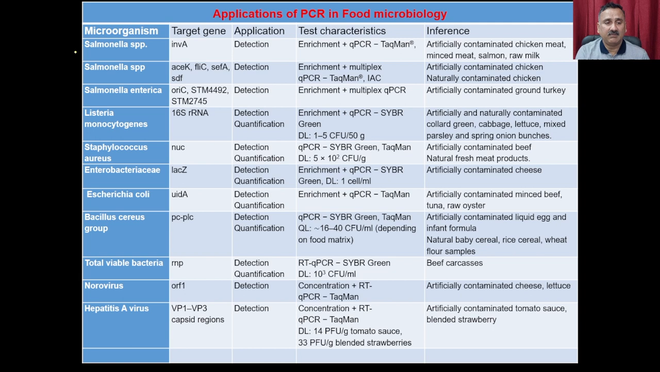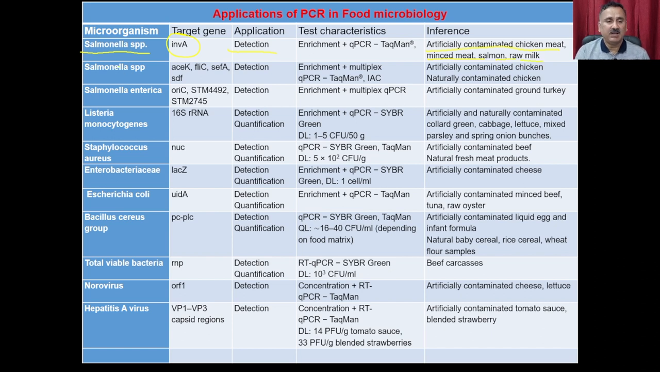For example, the major infectious organism present in the food is the Salmonella species. So when you want to detect Salmonella, you can detect the INVA enzyme, and it can be used for detection, with application in artificially contaminated chicken meat, salmon, or raw milk and all that.